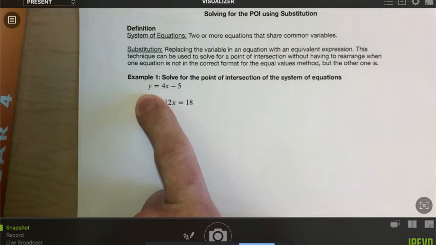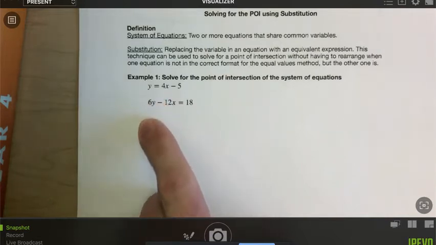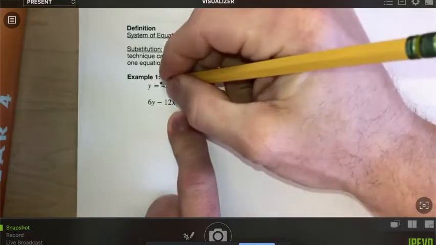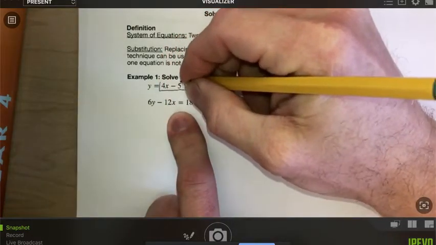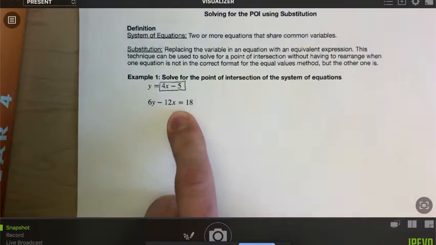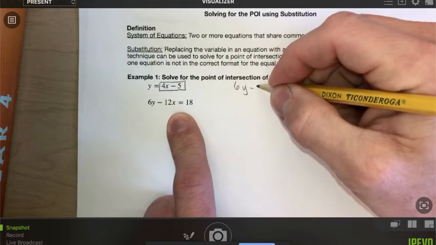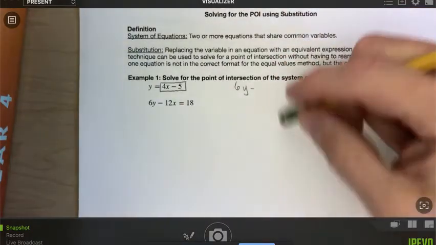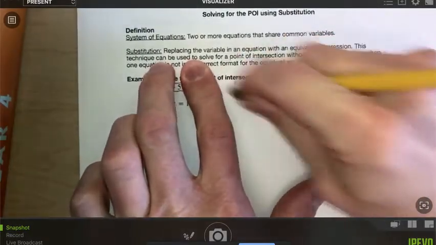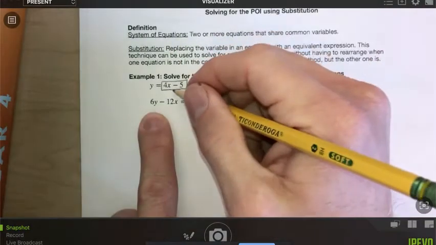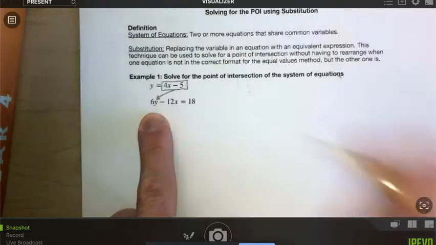So the big idea is notice how one of these equations here is already equal to a variable. In this case, it's already equal to y. And in this case, no variable is equal to anything. Everything's kind of mixed up. So all I'm going to do is say y is equal to all of this. And so in the other equation, 6y minus 12x. Actually, let me write this differently. So in other words, notice how I see a y here. And so I'm going to say, let's replace that y.